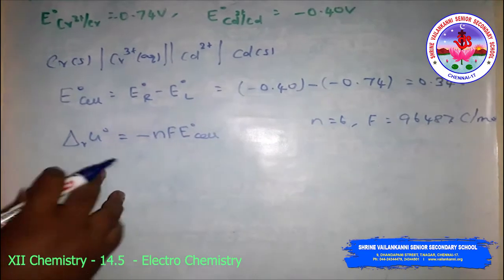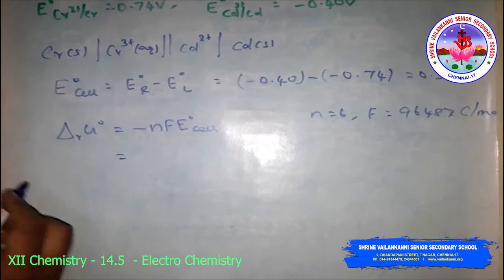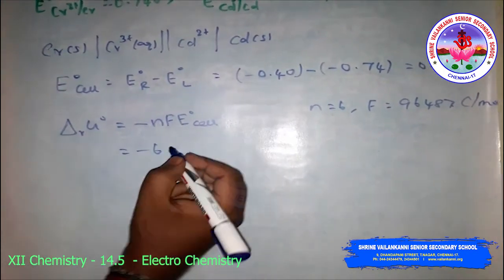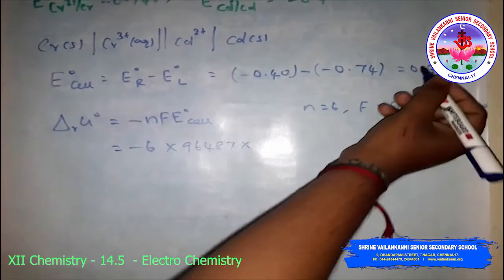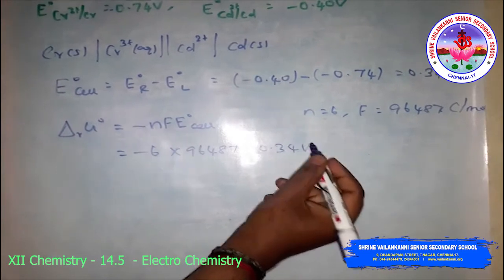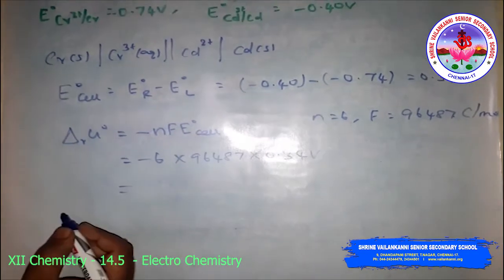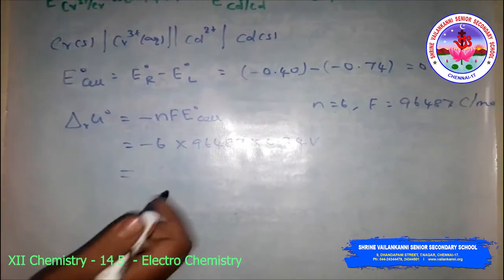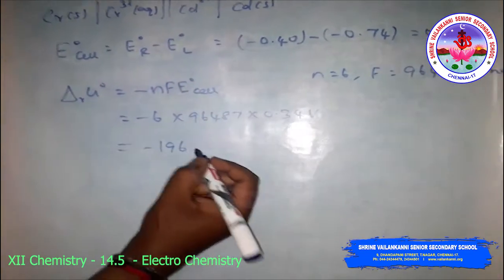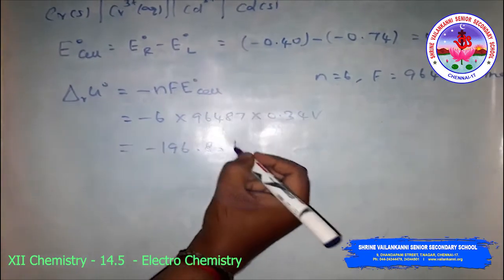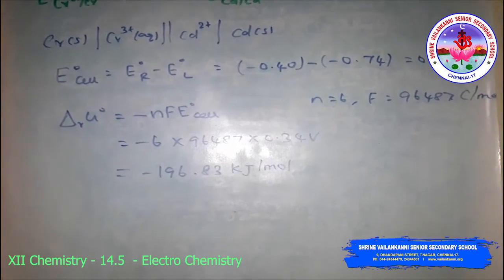Now apply the values in this formula. So you will get the Gibbs energy for the reaction, minus 6 into 96487 into E naught cell, which is 0.34 volt. After simplifying, you will get the value minus 196.83 kilojoule per mole.